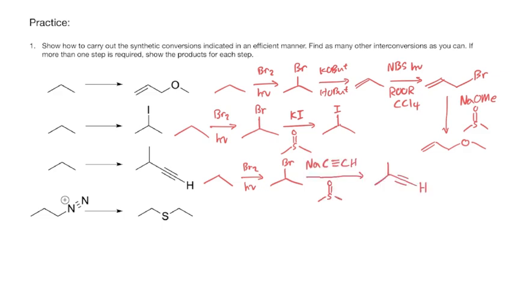In the final transformation, propane 1-diazonium is converted into a thioether. The diazonium ion in the starting material is an excellent leaving group, enabling reaction with sodium ethyl thiolate in DMSO to produce the thioether.